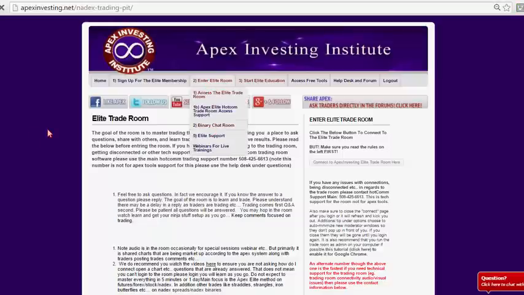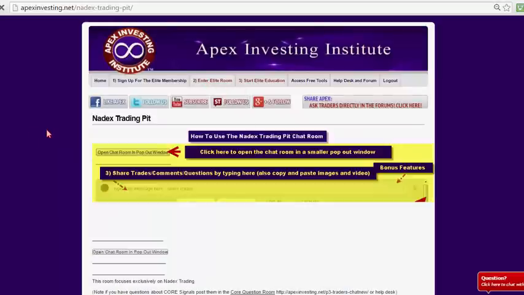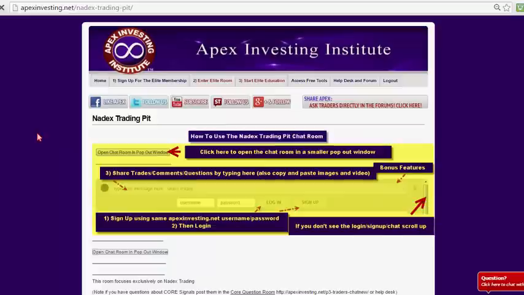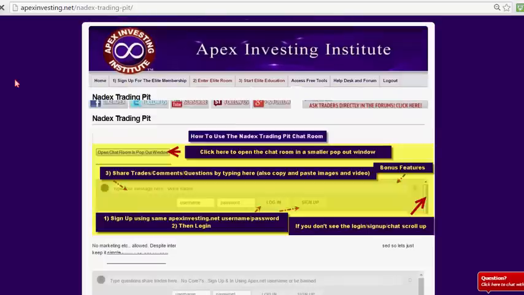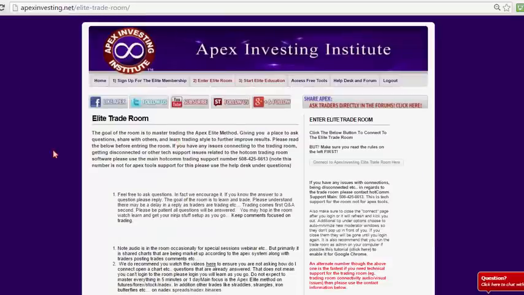It's called the Binary Chat Room. If any of you are Nadex binary traders, there's a whole other separate room for binary traders to communicate as well. So it's a great community, lots of stuff in there for you.